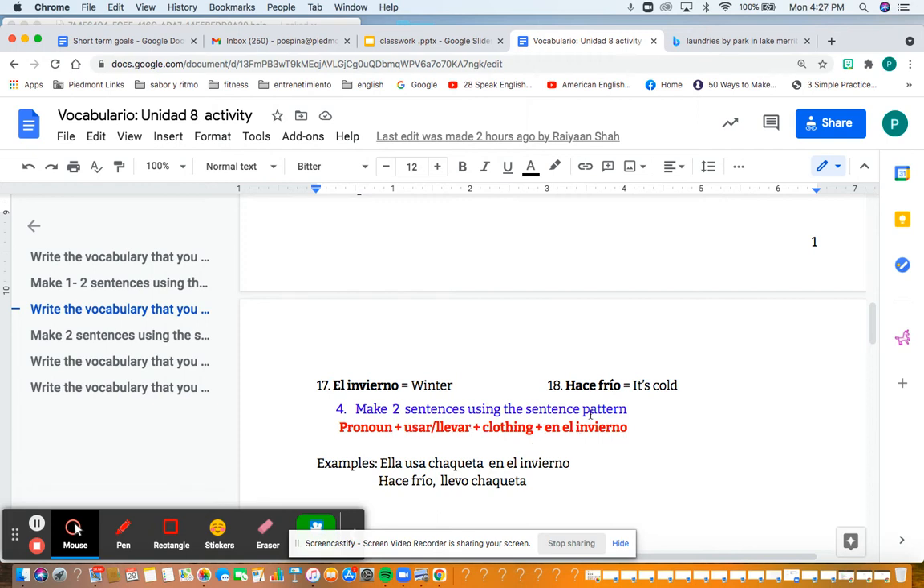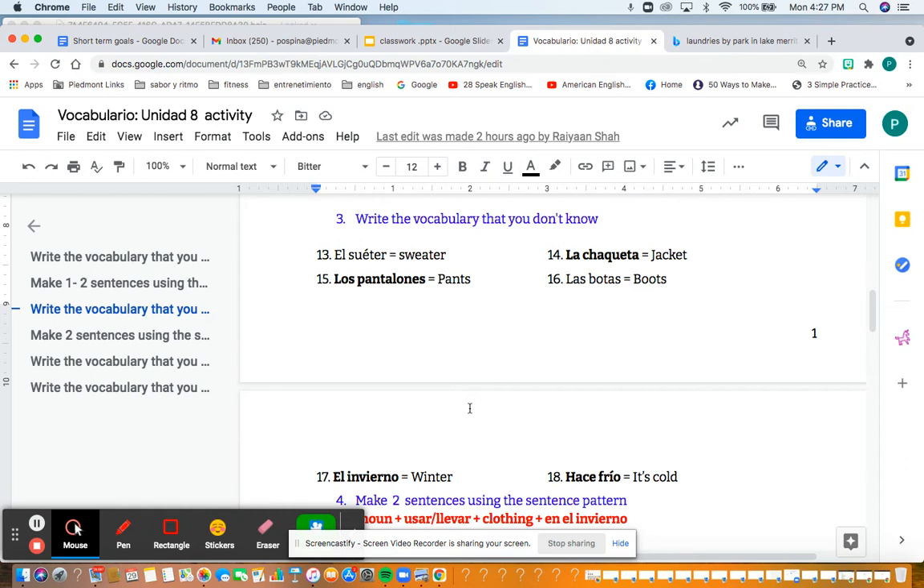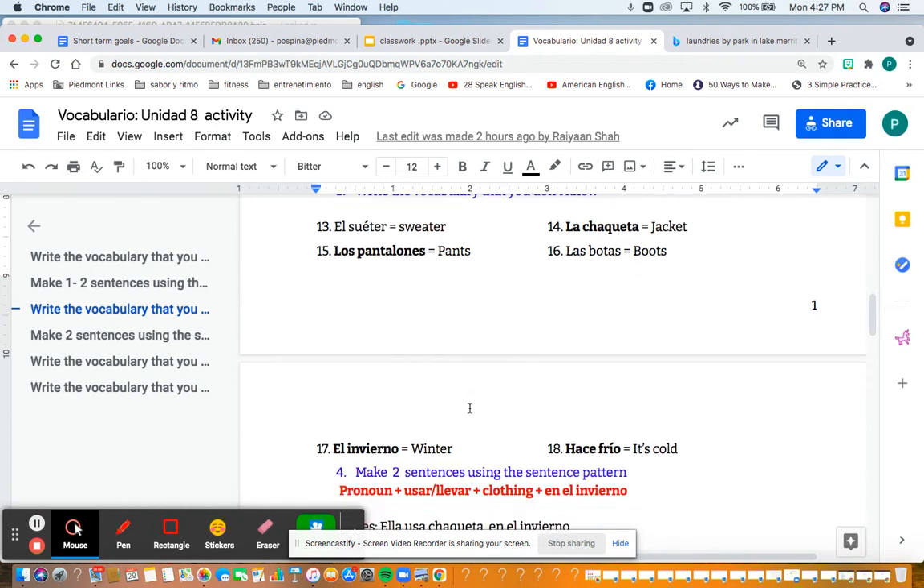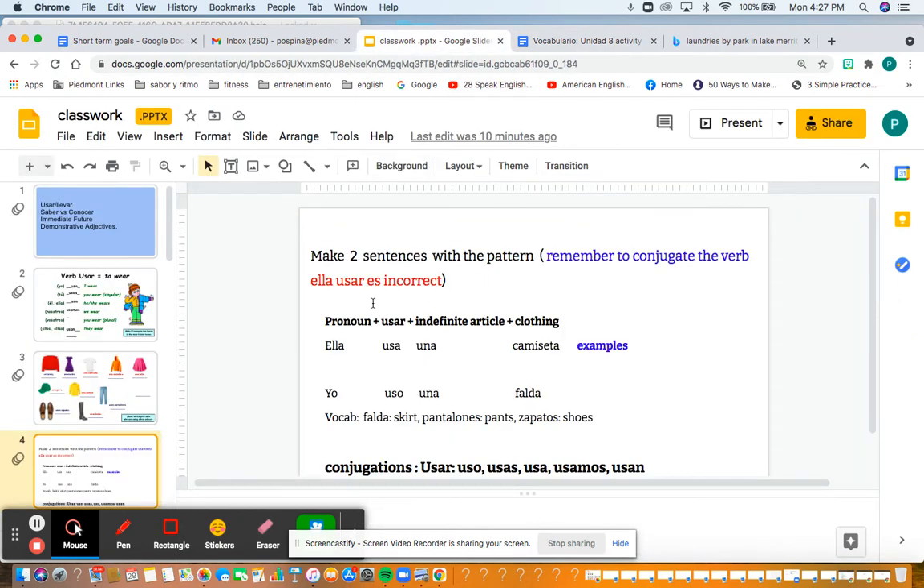This is very simple. Then here, George is building some skills so that we can go ahead and make some projects. Ella usa chaqueta en el invierno, hace frío, llevo chaqueta. If you need more time, go ahead and pause the video so you can make the sentences. I'm going to go back to the slide that we were on.